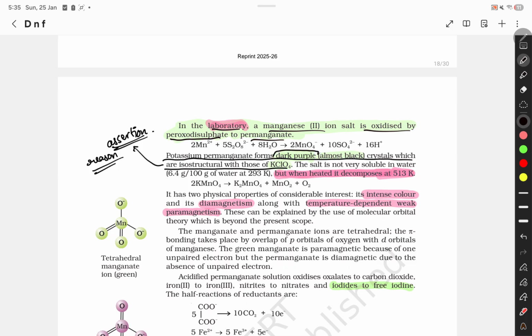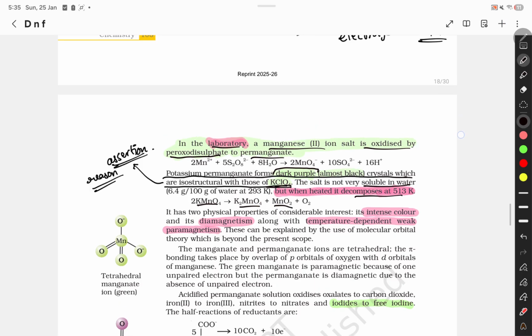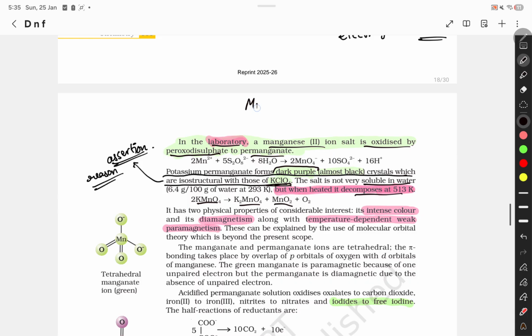Potassium permanganate forms dark purple crystals which are isostructural to that of KClO4. Salt is not very soluble in water, but when it is heated, it decomposes at 513 Kelvin. So KMnO4 gives K2MnO4 plus MnO2 plus O2. So all the reactions involving KMnO4 involve MnO4-.